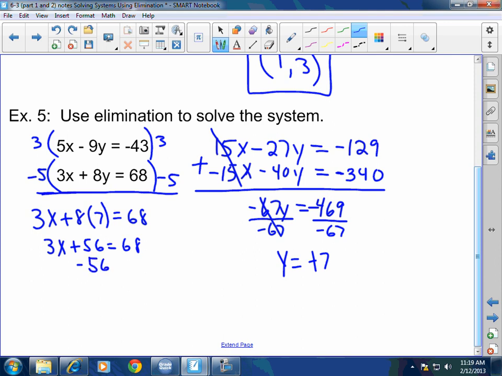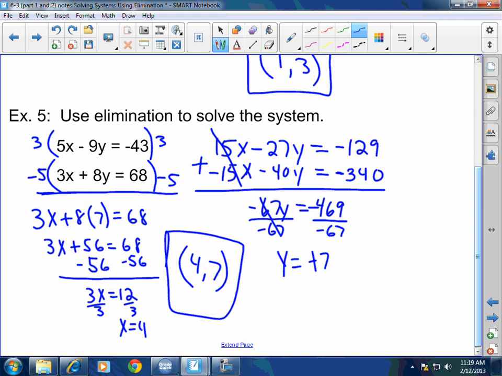Subtract the 56 from both sides. 3x is going to equal 12, divided by 3. X equals 4. So my solution is 4, comma 7. Does that make sense? Yes, sir. Thank you.